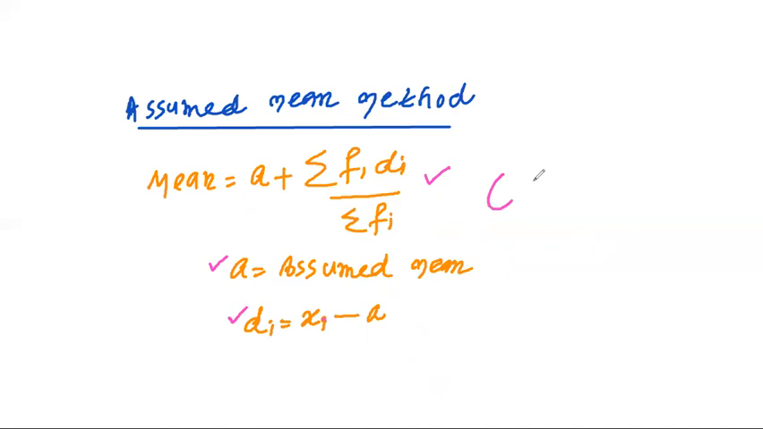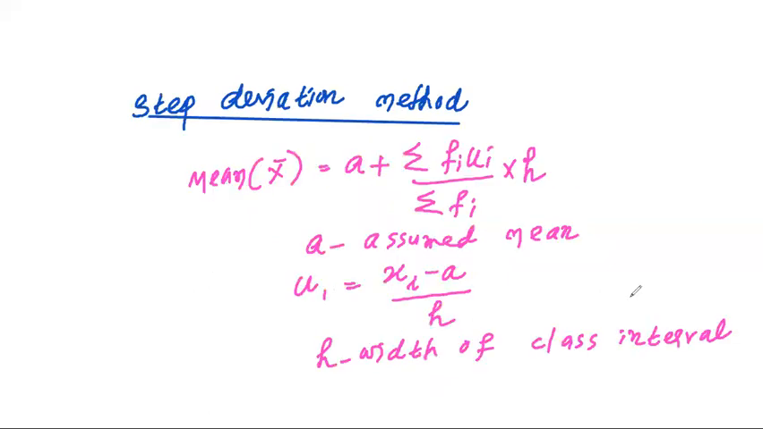I request you to go with 10th statistics. The formula, the concepts, everything we have discussed there. That's about the assumed mean method. Other method is like step deviation method. According to step deviation method, formula was mean x bar is equal to a plus sigma fi ui by sigma fi into h. A was the assumed mean, ui was xi minus a by h, h was the width of the class interval. This method also was there in grade 10th.